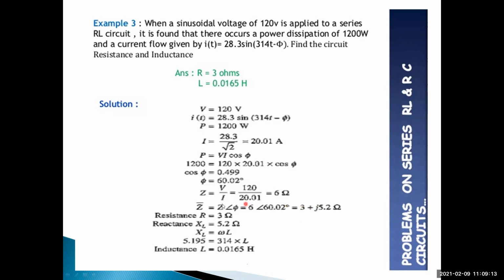Clear? How to get from polar to rectangular form? This is under root of R square plus XL square, and this is tan inverse of XL by R. From the two equations we will get R and plus j into XL. Understood? Then XL is equal to omega L, and substituting XL as 5.2 here, you will get L as 0.0165 henry. Understood? So in this way we will get the elements R and L from this problem. So what is Z bar?